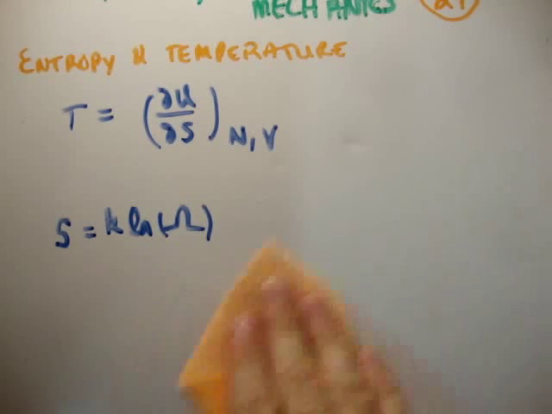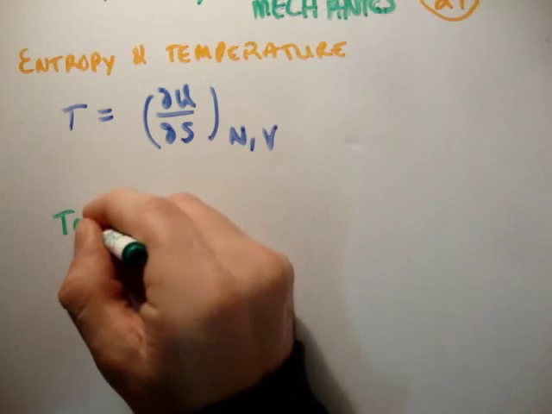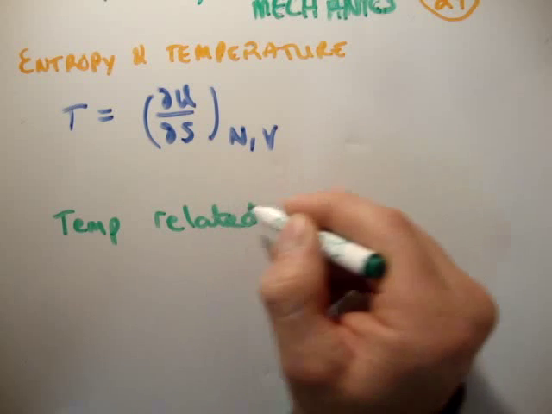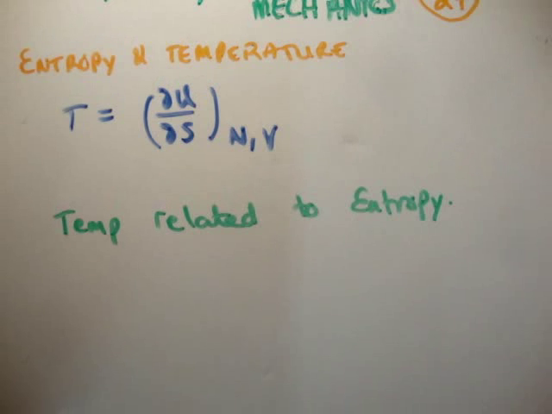So let's go. So what we see is that temperature is related to entropy, because when two objects are in thermal equilibrium, the total entropy has reached a maximum possible value. That's what we said. We defined one of the definitions of the second law. But also we said that temperature is the property which is the same between two bodies when they're in equilibrium. So temperature is related to entropy. Okay, I hope that's clear from those definitions.